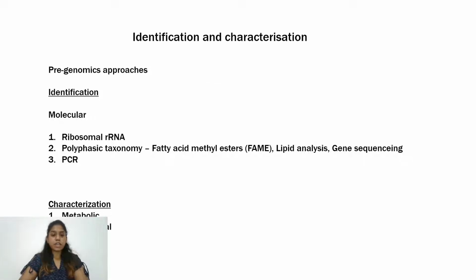The next thing is characterization, and characterization can either be metabolic or physiological. Metabolic characterization involves identifying the different pathways that are involved in the microbial energy production, energy utilization, and substrate utilization processes. Physiological characterization is finding out the temperature at which it will grow and the pH conditions. Finding out these different physiological conditions is the physiological characterization part of this identification.